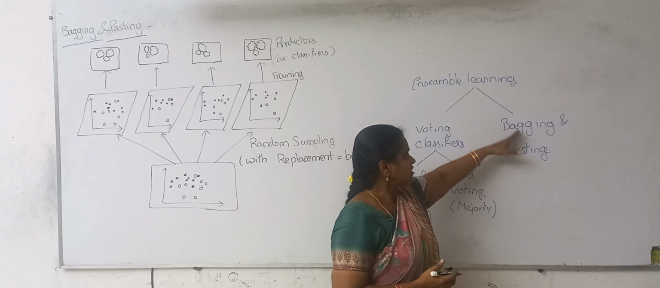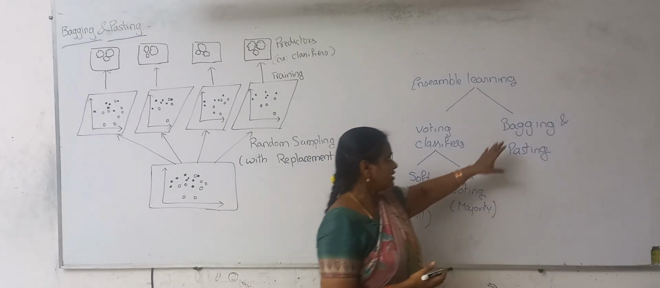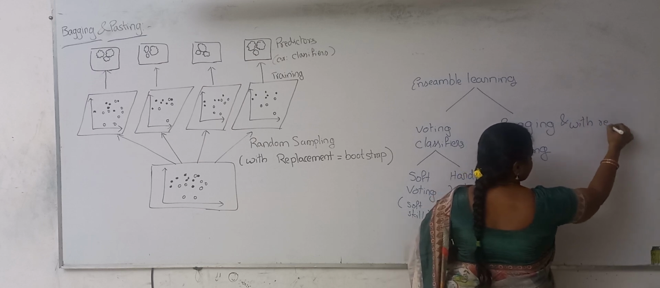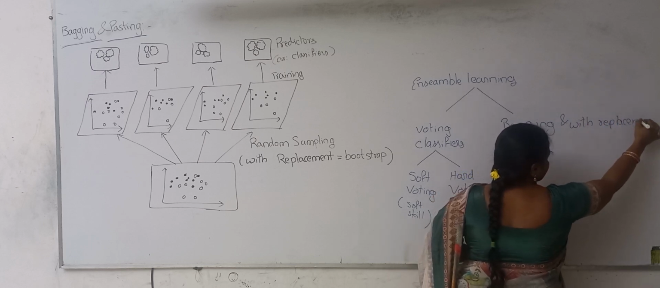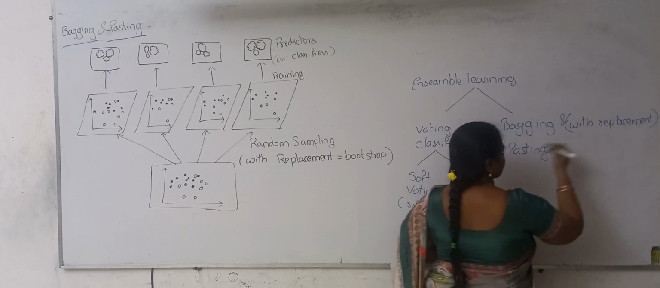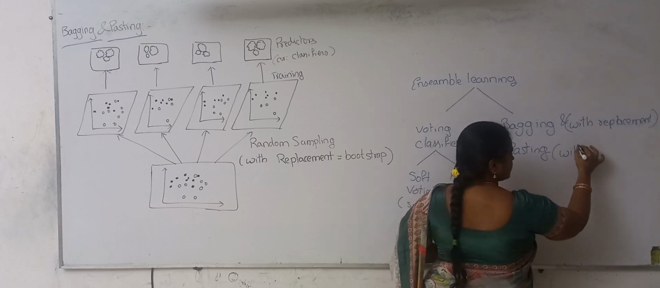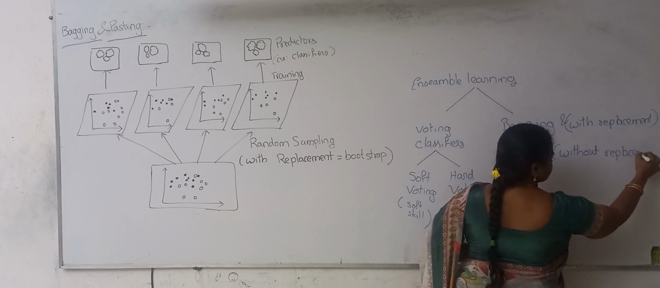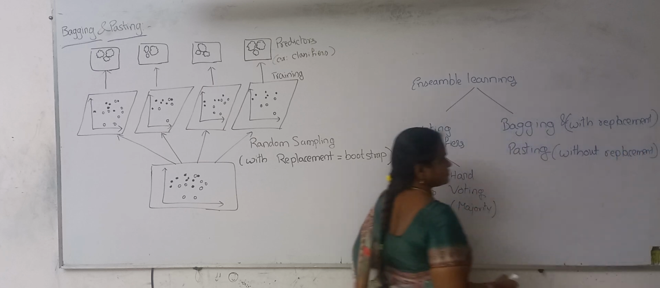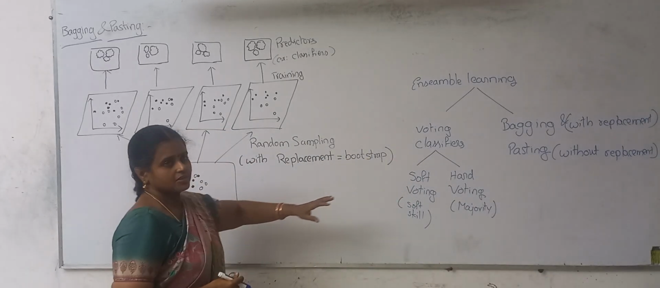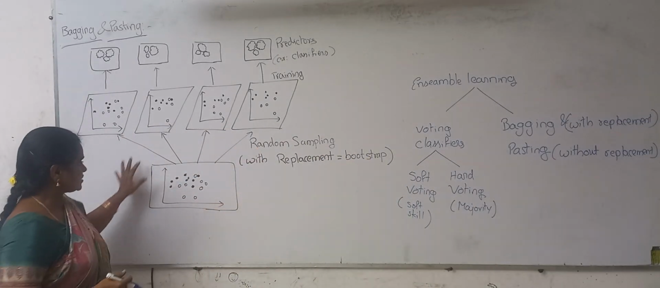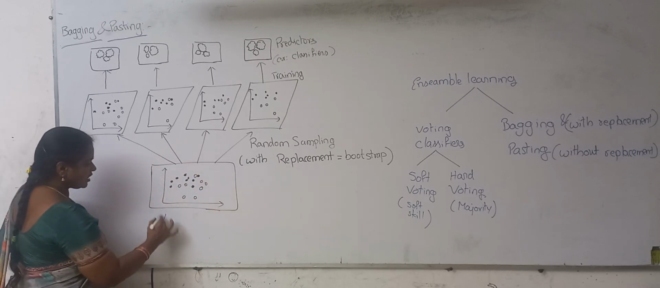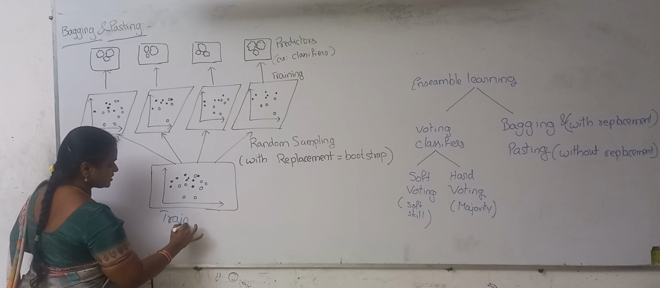So here different methods have been there. Bagging is with replacement. Pasting is without replacement. So what are these techniques? Observe this figure. This is the total overall training data set.